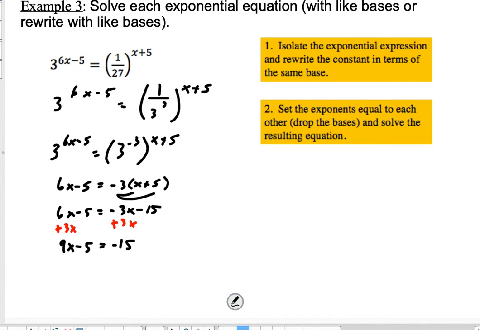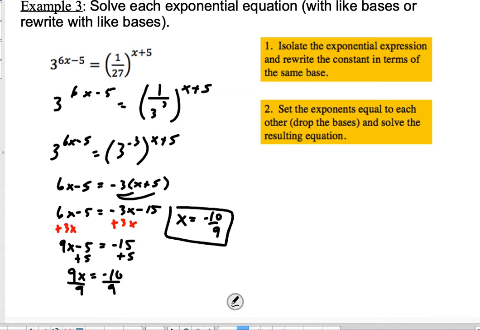So let's get 9x by itself, so let's move the minus 5 away. So let's add 5 to both sides. So we get 9x equals negative 10. And then I get rid of the 9 there by dividing both sides here by 9. So I get x equals negative 10 ninths. If you like to put that as a decimal, go ahead and change that into a decimal.